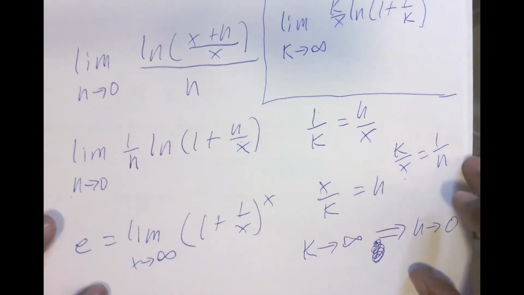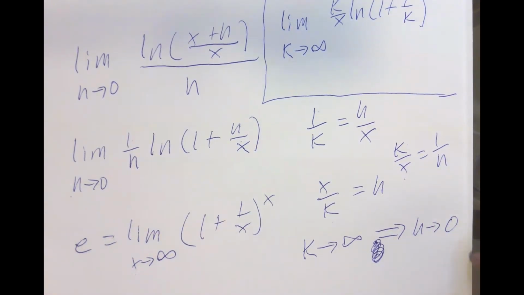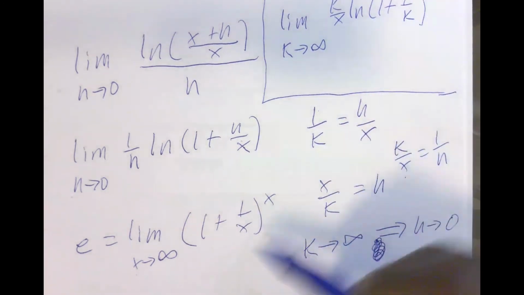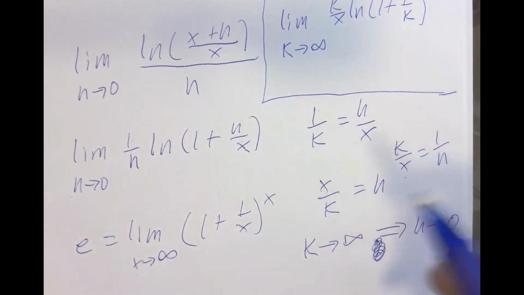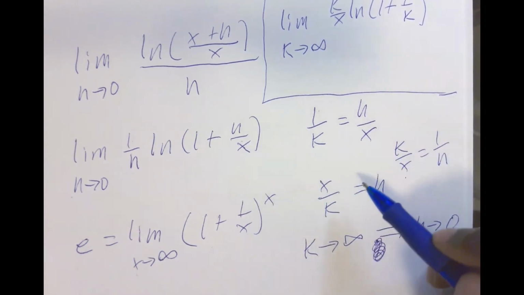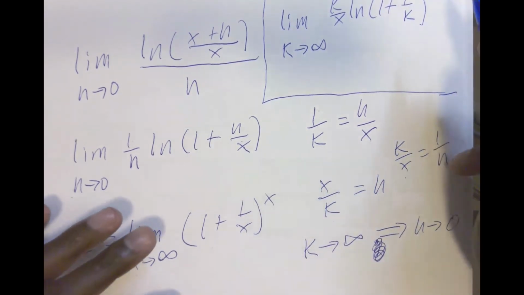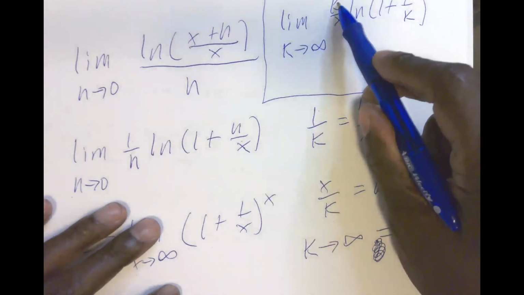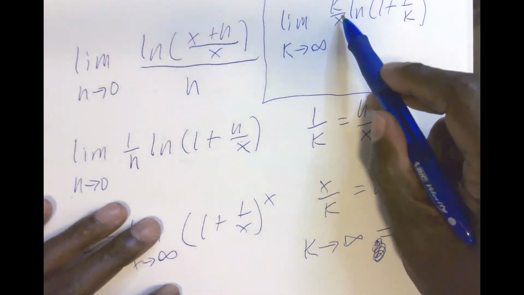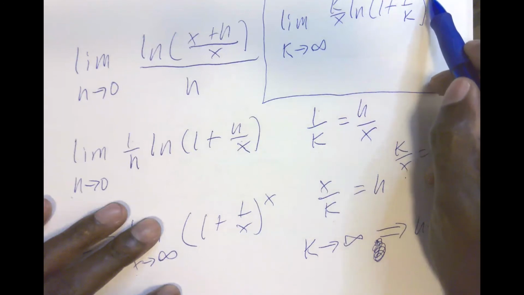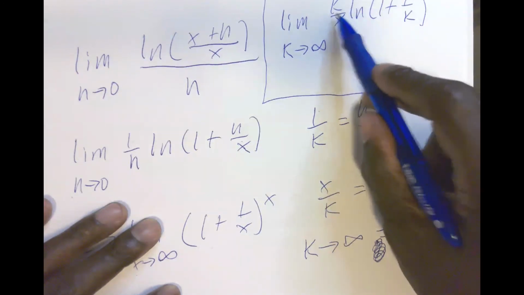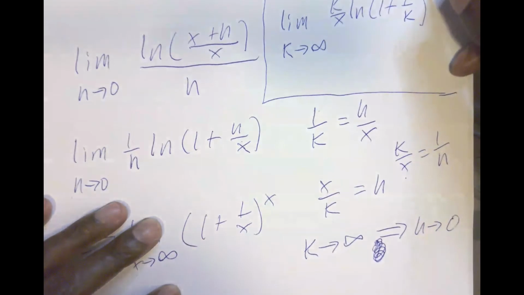All right, very good. Now, again, what we're trying to do is we're trying to make it look like this. And we got it fairly close. We got the guy going to infinity. We got the 1 plus 1 over the guy. And the only thing we don't have is this exponent. But a property of logarithms is if there's a coefficient in front of the logarithm, that can be rewritten as the exponent. So this k over x can actually be transported there.